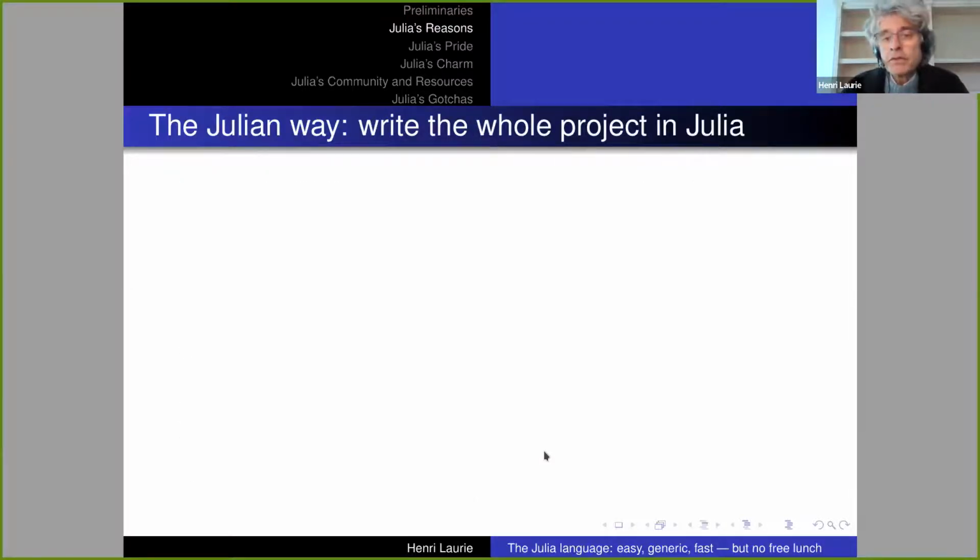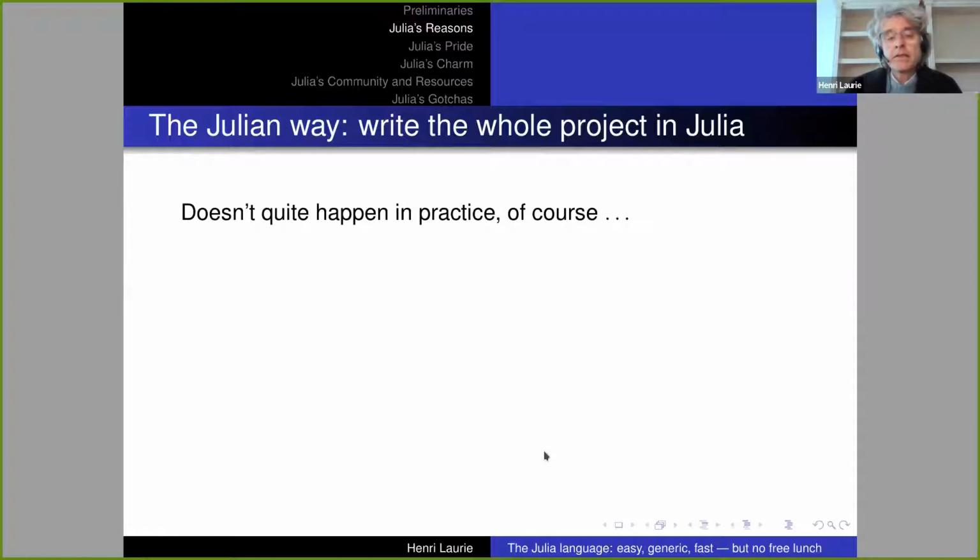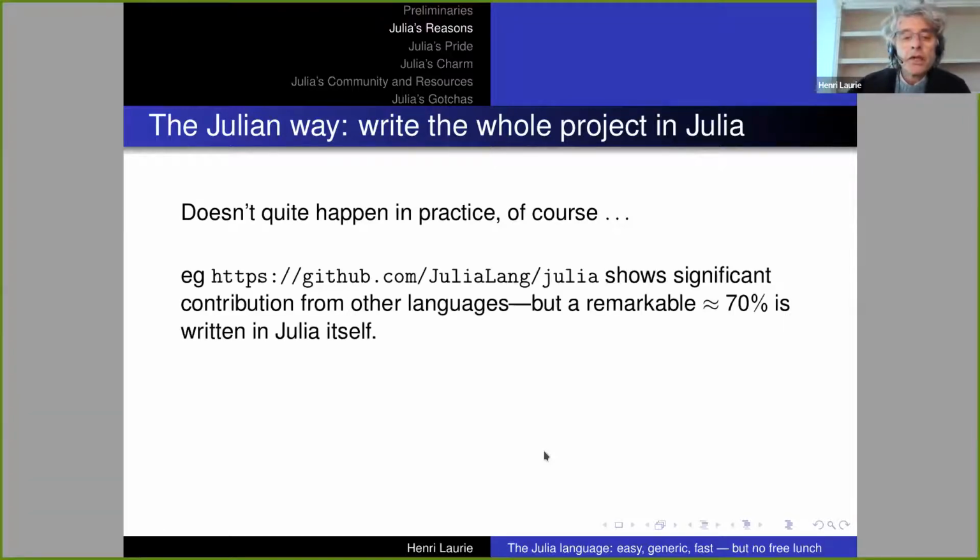The Julian way is to write the whole project in Julia. So in practice, that doesn't quite happen. If you look at Julia, the code for the Julia language is very freely available at this website. And on the landing page, it shows you the languages that were involved in that particular package. And so Julia itself is written approximately 70% in Julia.